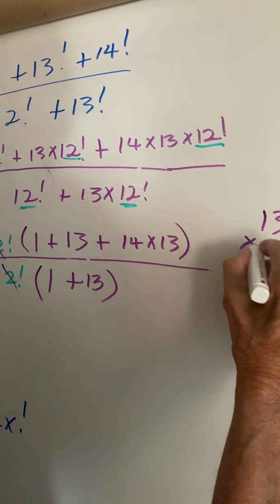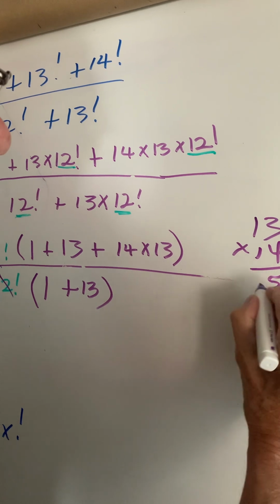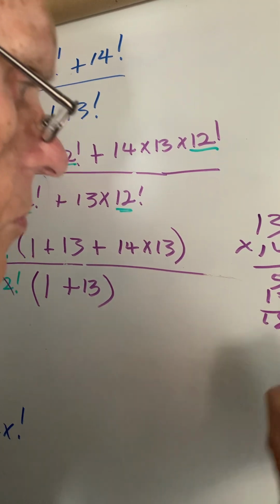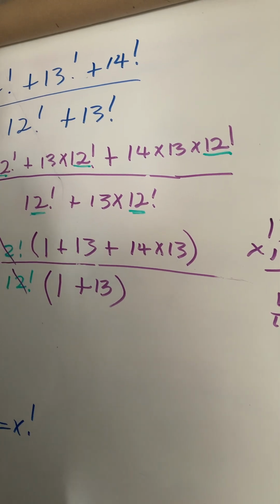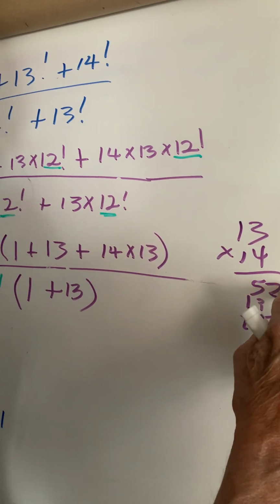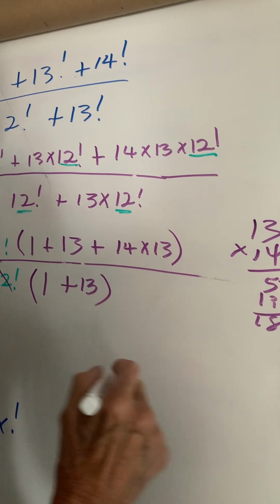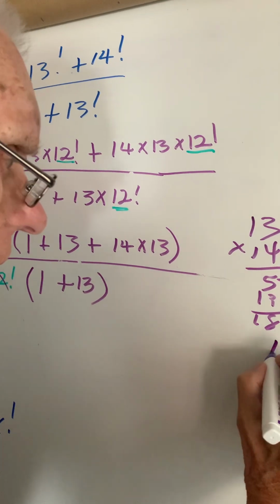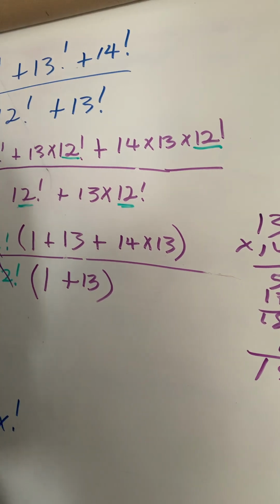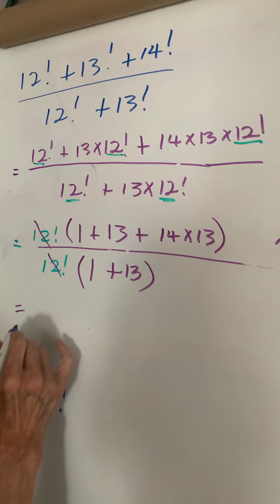14 times 13, 4 times 3 is 12, 4 and 1 is 5, 13, that's 182, I believe. That's 4 times 3 is 12, 4 and 1 is 5, 13, 2, 8, and 1, okay? And add 14 to that, 196, okay? So I have 196 on the top.